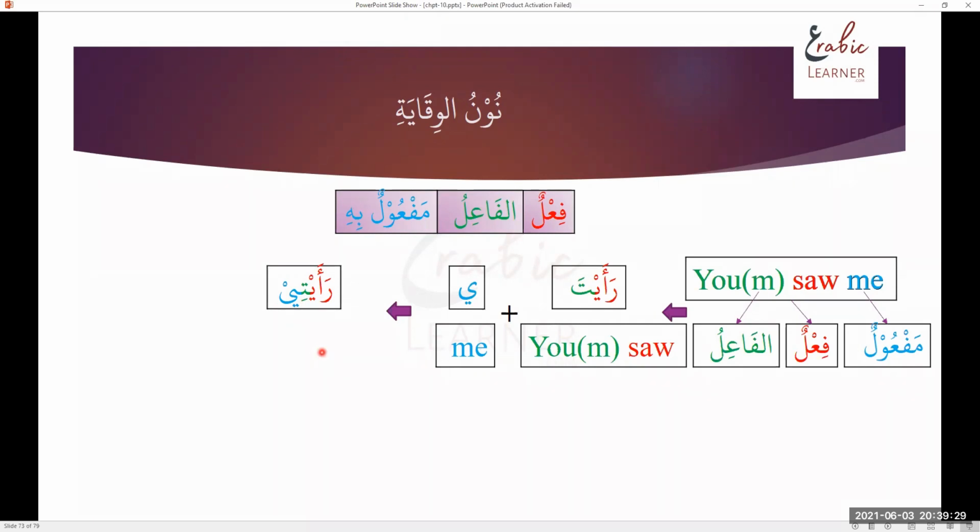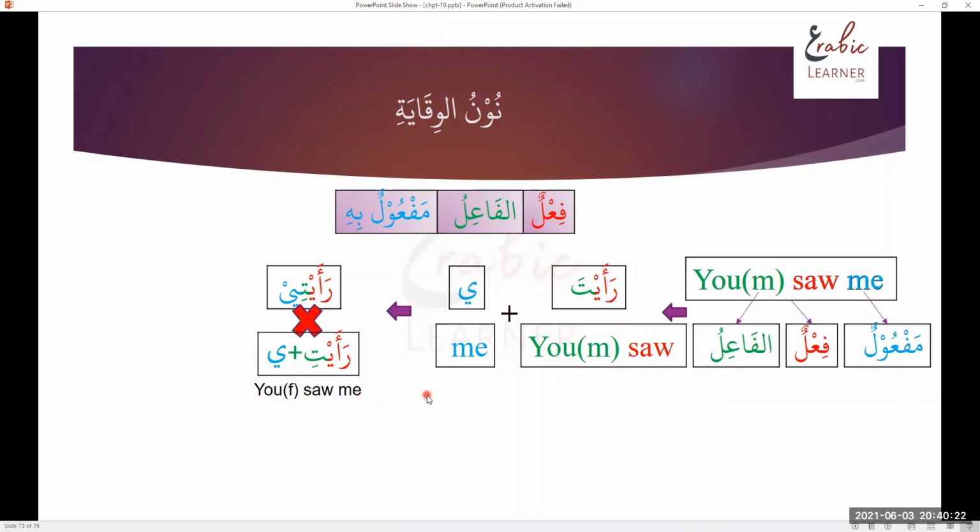That is true. But if I look into this word, how does it look to me? I can even see this word this way: Ra'aiti plus ya. Understood this, brothers and sisters? But Ra'aiti means you, feminine, saw. So it will become you, feminine, saw me. You female saw me. But what I want is you, male, saw me. If I follow this process, I end up with you, feminine, saw me.